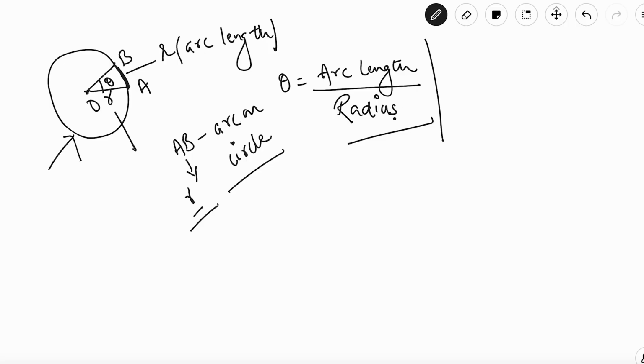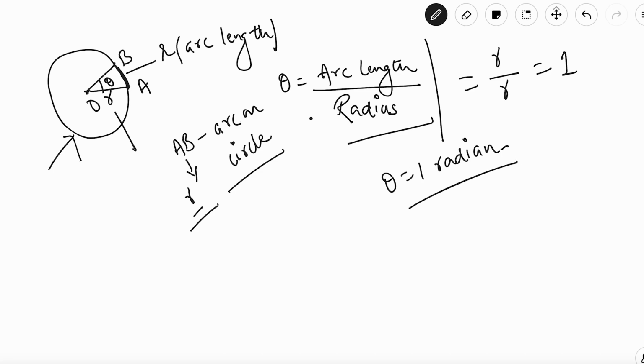Now that's how we measure a radian on a circle. So when we draw an arc of length r and we divide it by r, it is 1 radian. Theta is 1 radian. So when we have an arc on a circle which is equal to the radius of the circle, we say that the distance measured by that arc on the circle is 1 radian.